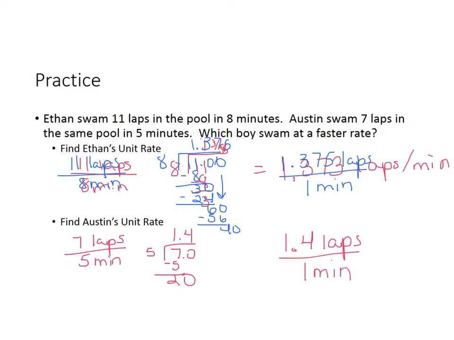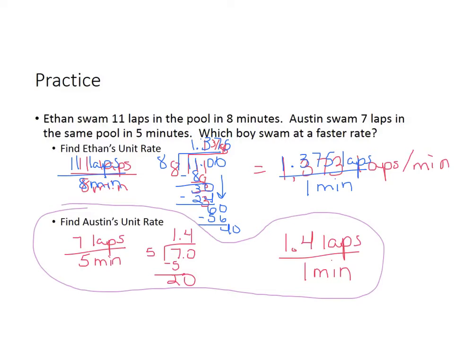Now, if you look, Austin swam farther in 1 minute than Ethan did. 1.4, 1 4/10 is greater than 1 375 thousandths. So in this case, Austin swam the farthest in 1 minute. So Austin has a greater rate than Ethan.